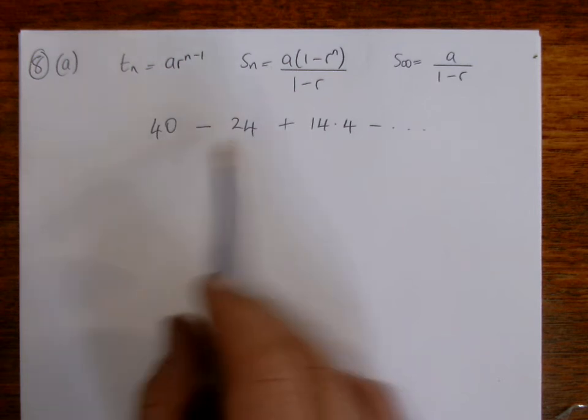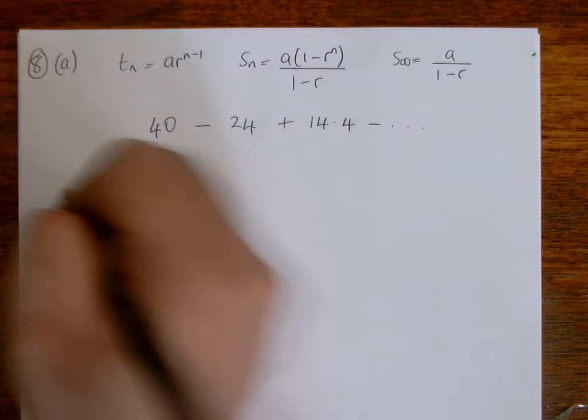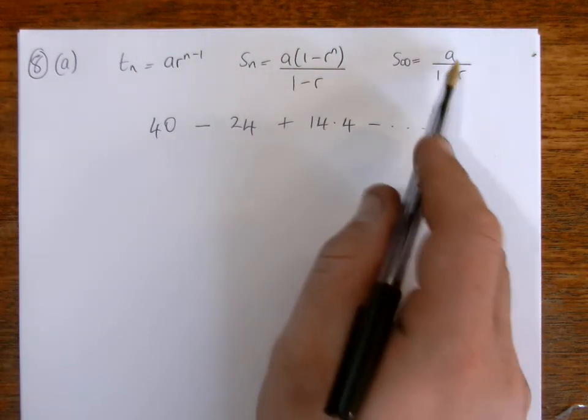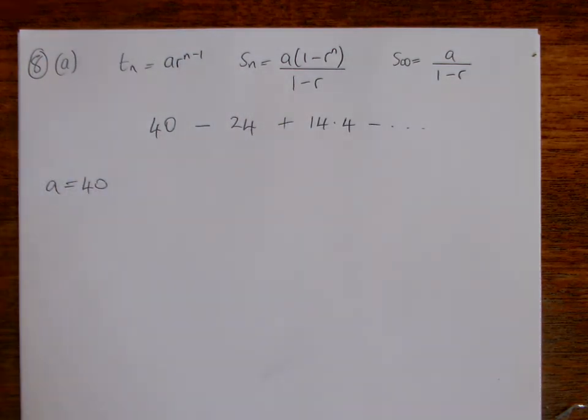Okay, so in part A, we're asked to find the sum to infinity of this geometric series. For the sum to infinity, we've got the formula here. We need A and we need R, yeah? Now, A is easy in this case. The first term is 40. Straight away, we can identify that.